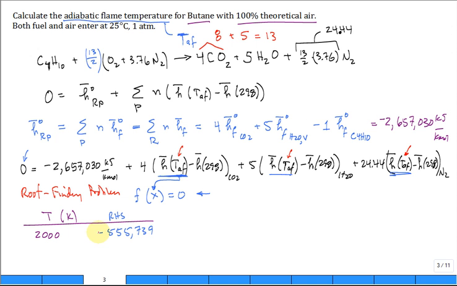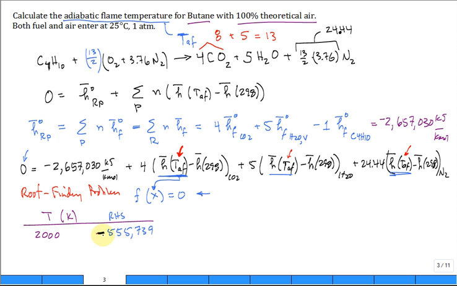We see it's negative right here, indicating that we didn't guess high enough in the adiabatic flame temperature, because as the adiabatic flame temperature gets larger, that summation over the products is a greater positive value, and then it'll finally match the large negative enthalpy of combustion. And then if you continue to overestimate the adiabatic flame temperature, then the right-hand side will become positive and not negative.